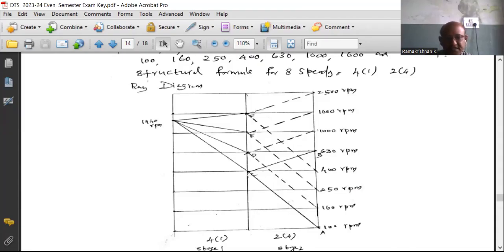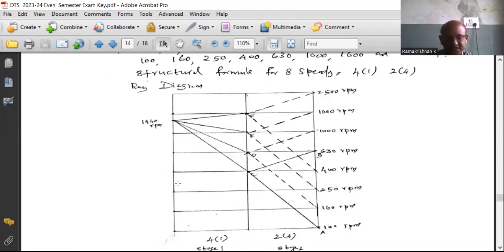So the C just satisfies the condition. The C is the output for the first stage. Okay. Now you look at the C. Now you join the CA and CB with the solid line.